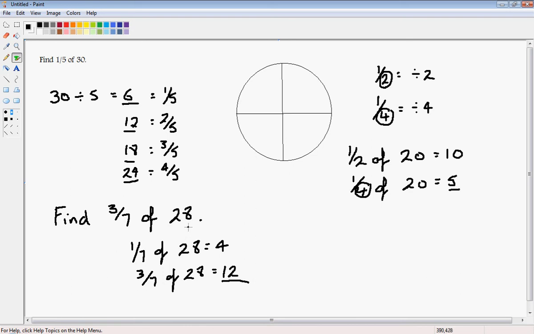So finding fractional parts of anything, any number, is very, very simple. Find one part first and then just multiply it by the number of parts that you're looking for. So we find 1/7 here. Once we found that, we just multiply this by the top number. 3 times 4 is 12. Okay, I hope that helps. It always works. I know you can do this, so it's just practice.